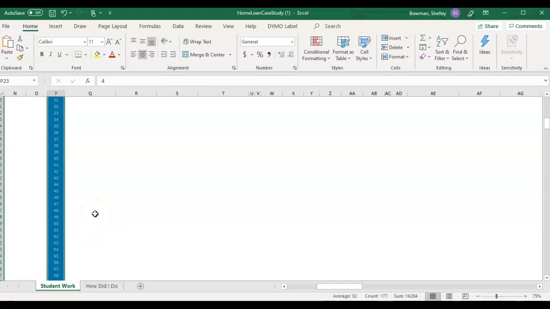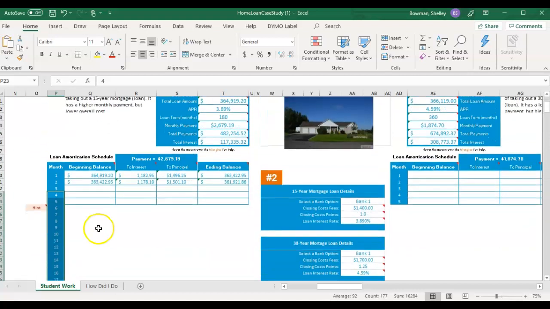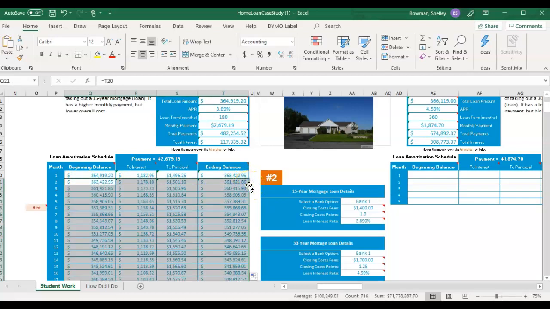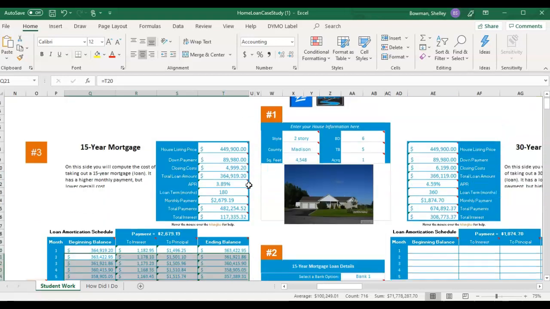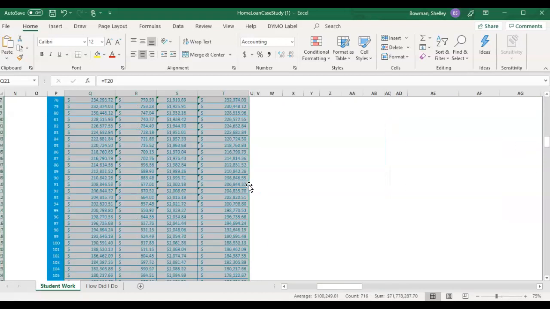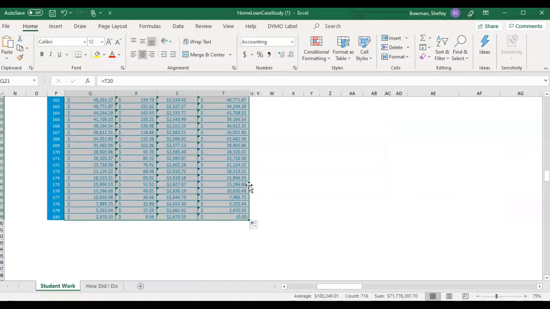Now that row 2 or month 2 is perfect, everything in here is correct, I'm going to left click and highlight all of those, come down here in the right hand corner, get the crosshairs and double click, and it will fill it in all the way to the end of where I said to go, which was 180 months over here. And you'll notice at the end of that it went to 0.